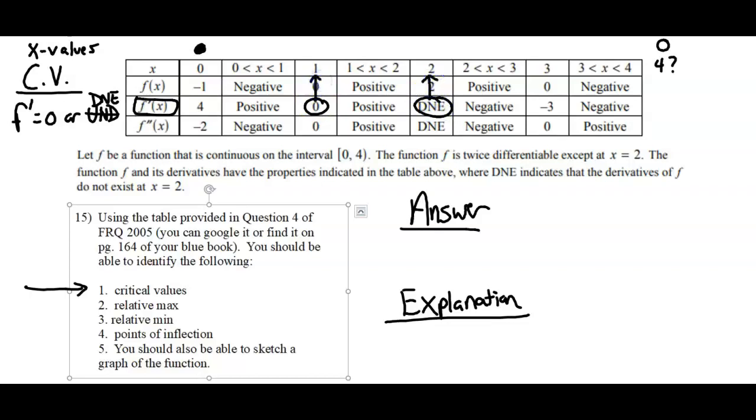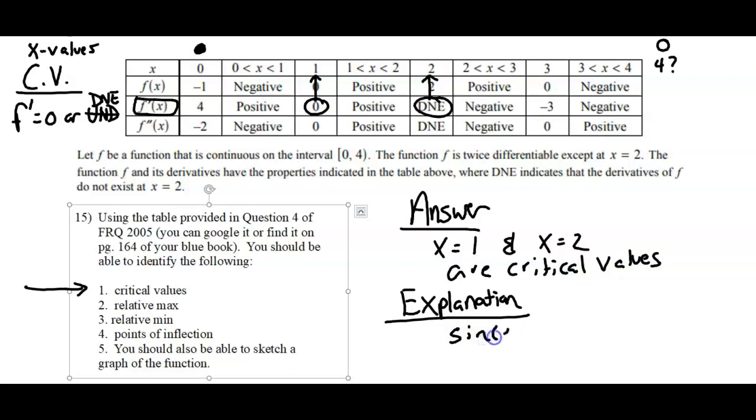So I would say x equals 1 and x equals 2 are critical values since f prime of 1 equals 0 and f prime of 2 does not exist.